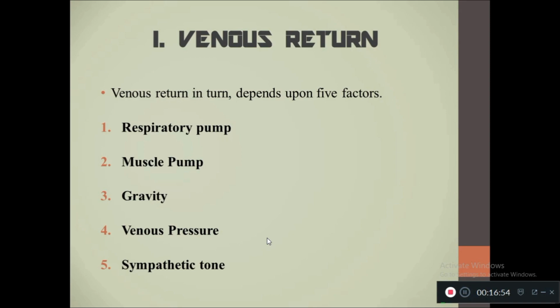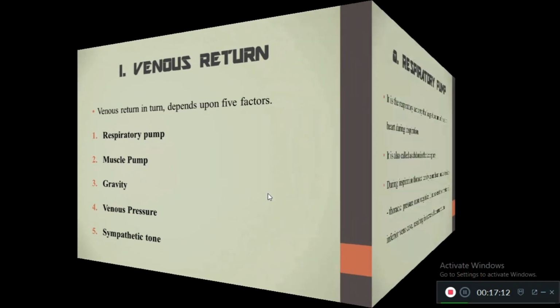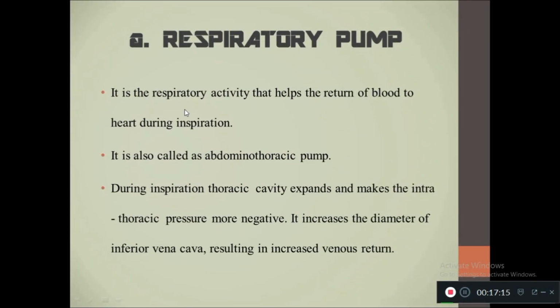What does venous return depend upon? It depends upon five factors: respiratory pump, muscle pump, gravity, venous pressure, and sympathetic tone. These are the five factors which influence the venous return. First one is the respiratory pump. It is the respiratory activity that helps the return of blood to the heart during inspiration. So at the time of inspiration, there are some mechanisms which help to bring more blood to the heart by the respiratory organs.